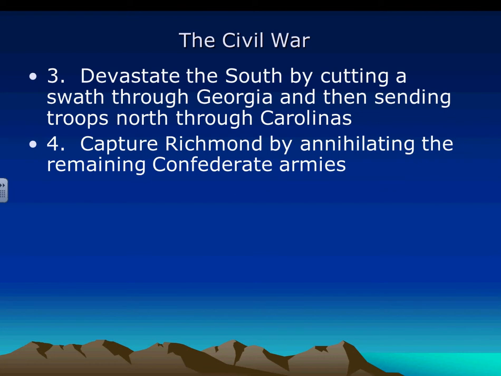So this blockade was around the Gulf of Mexico and on the Atlantic. Later, they will cut a swath through Georgia. This is Sherman's March to the Sea, and then he will move northward. They always wanted to capture Richmond, which was the capital of the Confederacy. And eventually these things will be accomplished.